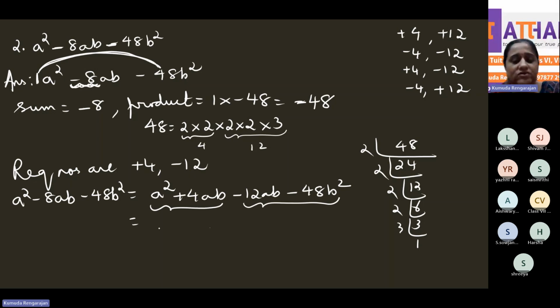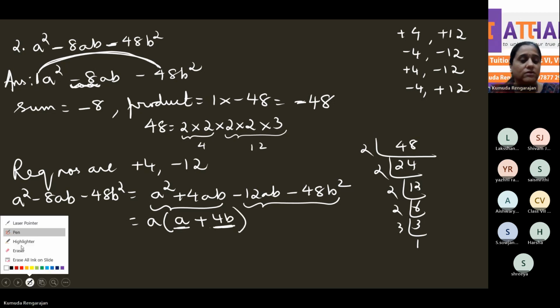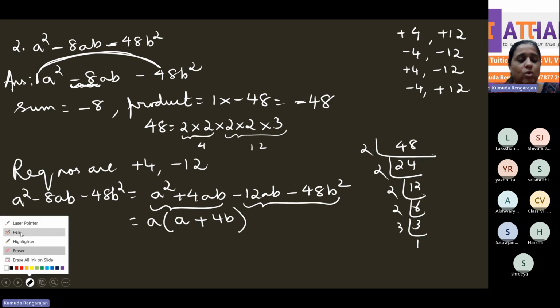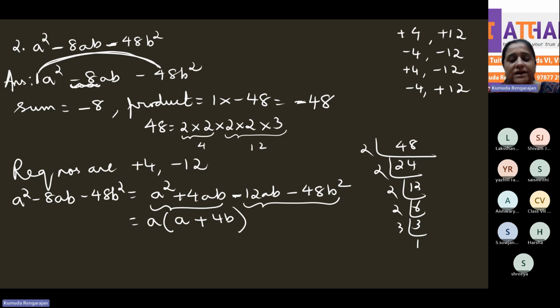What's common between the first two terms? a. Now, a into what will give you a square? a into a is a square. Plus a into what will give you 4ab? a is already there, so 4b. Close the bracket. Now, I told you, whatever sign is there after the second term, put it as it is.